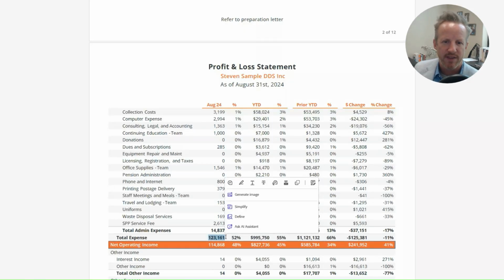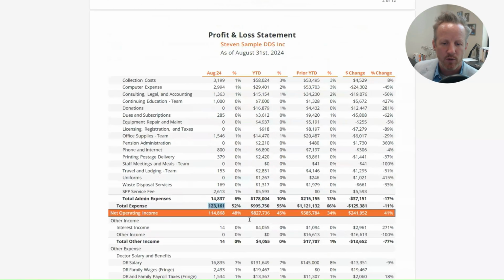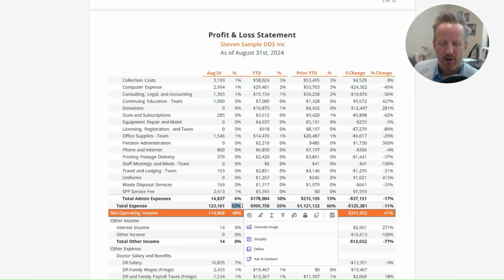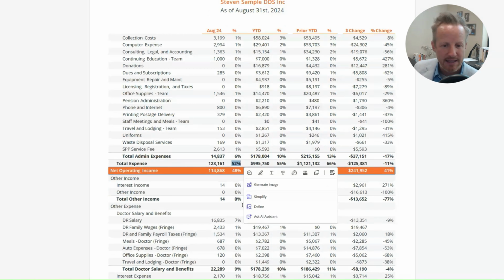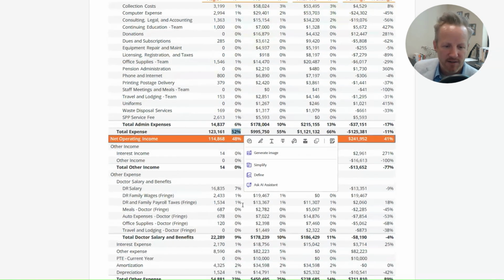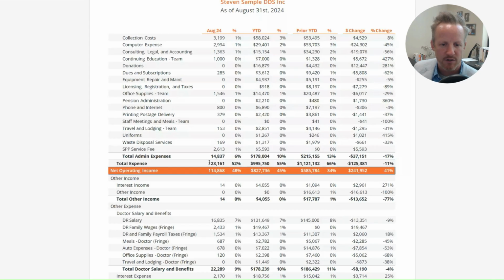Well, $123,000 divided by your collections for the month of $238,000, that equals 52%. I'm sorry, my bad. 52% of your collections went to cover your expenses. Again, it has not gone to cover your debt. It hasn't gone to pay you anything, any family on payroll, all the perks, 401k, defined benefit plan, all of that stuff is not included in that 52%, $123,000 of expenses.